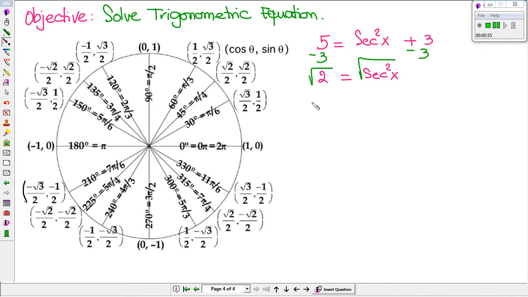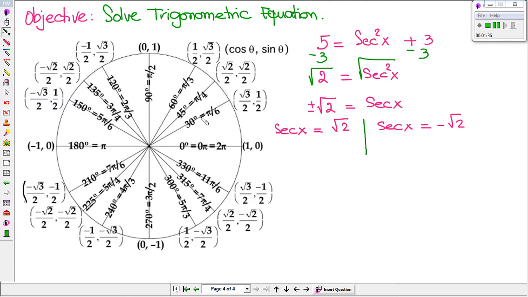Then we'll end up with two answers. Positive or negative square root of 2 equals secant of x. So now we have two answers. We are going to go ahead and write them separately so that you can see. The first equation will be secant of x is square root of 2, and the second equation is secant of x equals negative square root of 2.